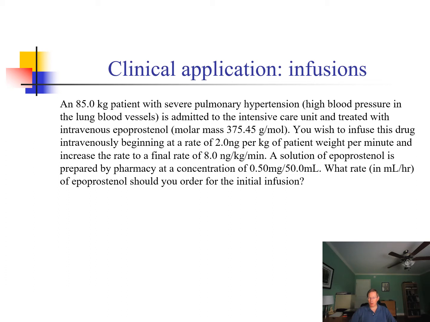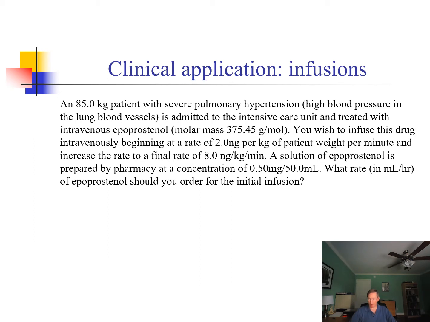You wish to infuse the drug beginning at a rate of 2 nanograms per kilogram of patient weight per minute and increase it to a rate of 8 nanograms per kilogram per minute. And this would be from a protocol that you might have. Now the pharmacy will supply you with this drug, made up at a concentration of 0.5 milligrams of the drug per 50 milliliters.